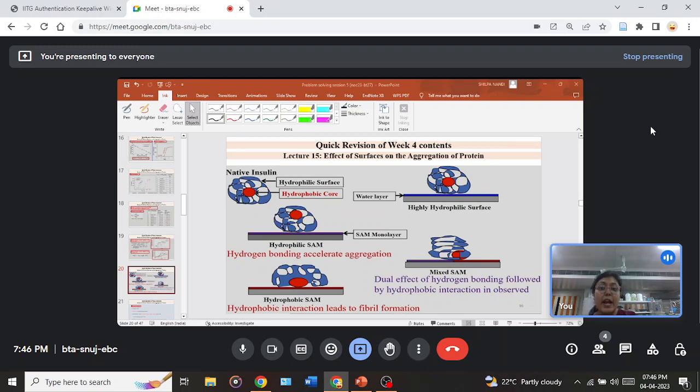Similarly, when there is a hydrophilic SAM, that is a self-assembled monolayer, there is hydrogen bonding that accelerates the aggregation between the insulin and the surface. If you have mixed SAMs, there will be both hydrophilic as well as hydrophobic interactions, a dual effect: hydrogen bonding will be seen as well as hydrophobic interaction. And lastly, in the case of hydrophobic SAMs, there will be hydrophobic interaction that leads to fibril formation.